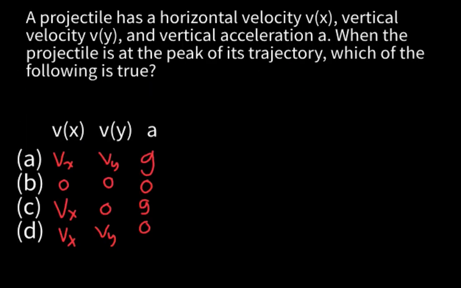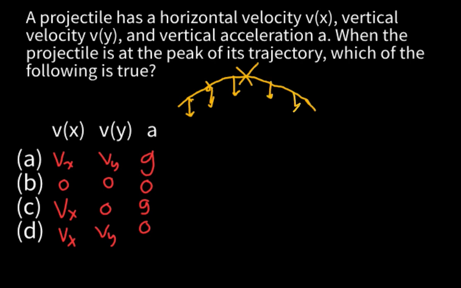A projectile has a horizontal velocity vx, vertical velocity vy, and vertical acceleration a. When the projectile is at the peak of its trajectory, which of the following is true? So we're launching a projectile that maybe follows a path like this, and we want to know which of the following is true at the peak, so at the top point. Now remember, at every point in its trajectory, this projectile has an acceleration of the same magnitude towards the center of the planet.